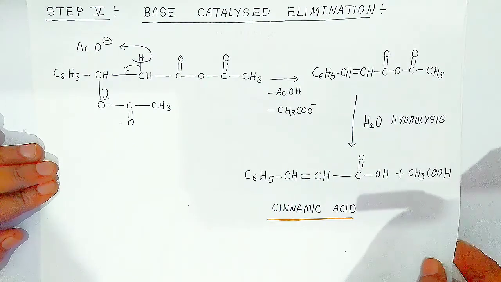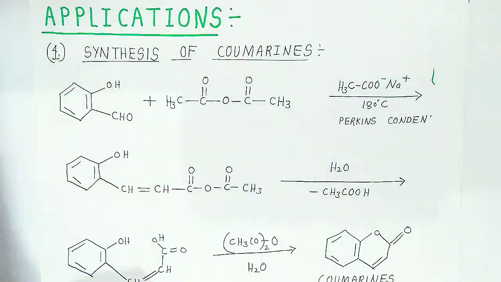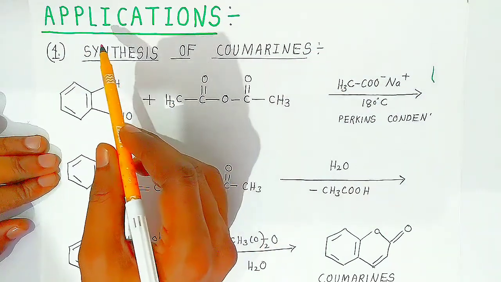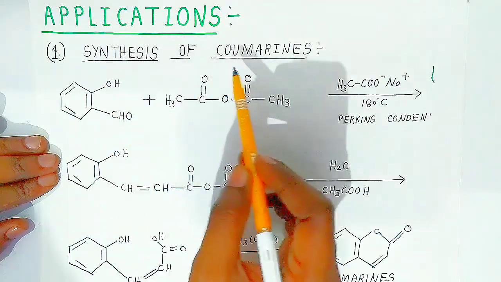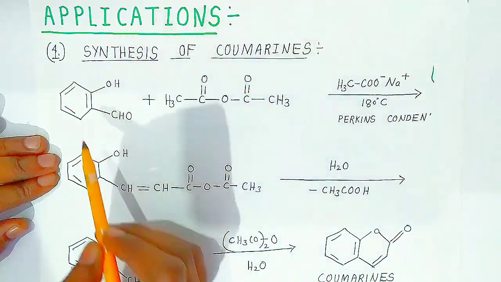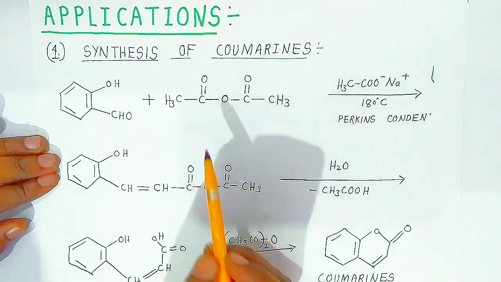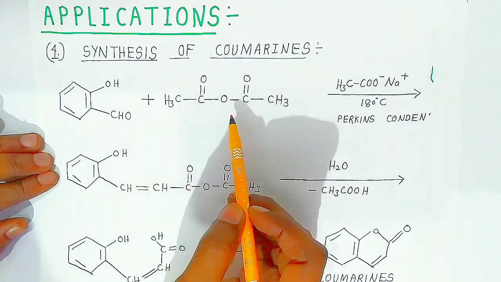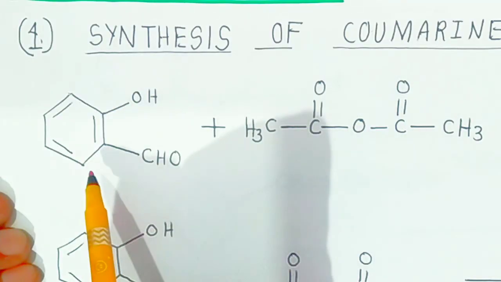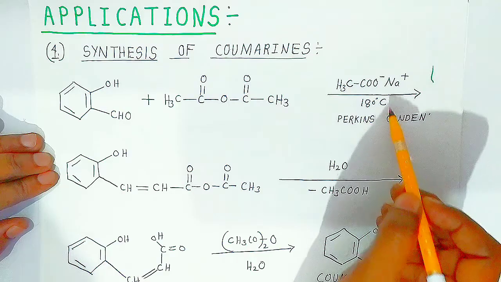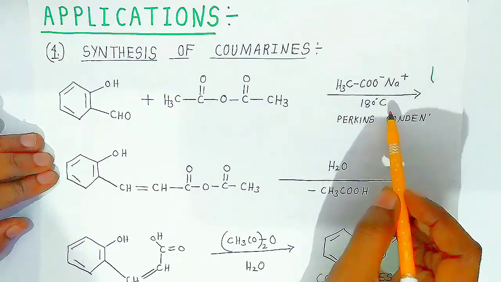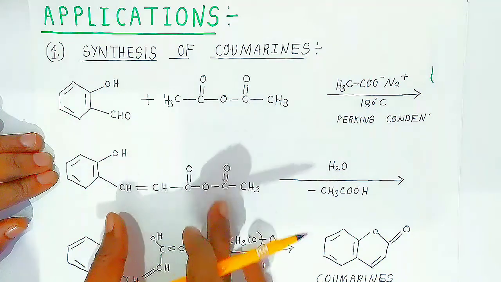Now students, we are going to see some applications of Perkin reaction. Here students, a well known and very important synthesis, that is called coumarins. In application students, first synthesis we are going to see is coumarins. Now here students, you have acetic anhydride. This is salicylic aldehyde students, which combines in presence of sodium acetate. A Perkin condensation will take place. They will condense like this.